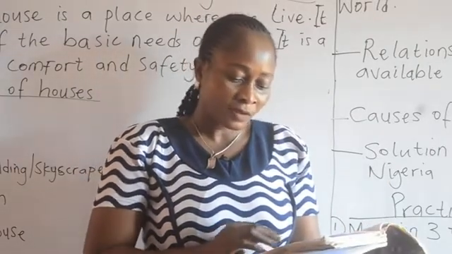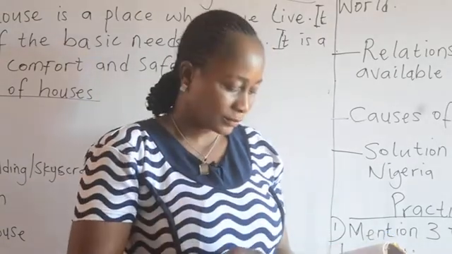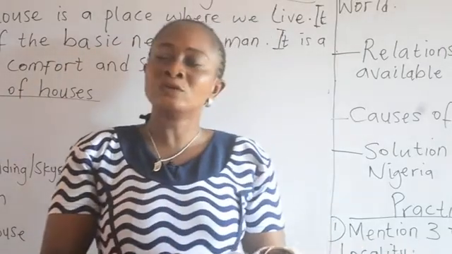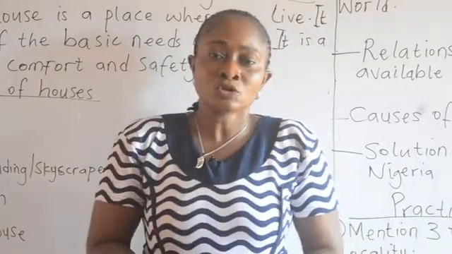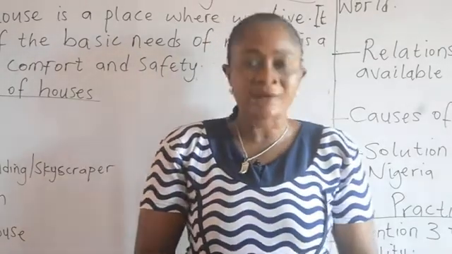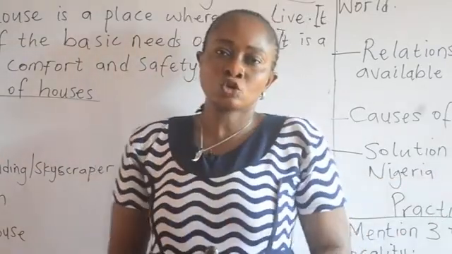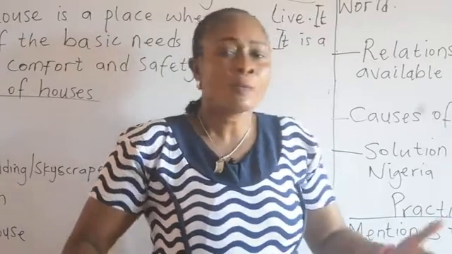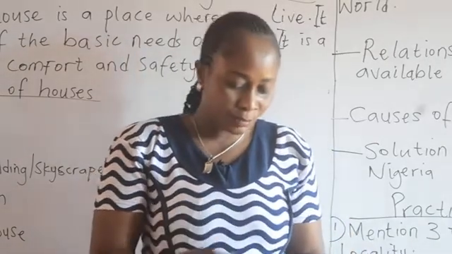And again, government should make land available at a very reduced cost so that people can build their own houses. Without land, you cannot build. So government on their own should make land available. The problem of land tenure system should be removed. Government should make land available so that people can buy land and then build.